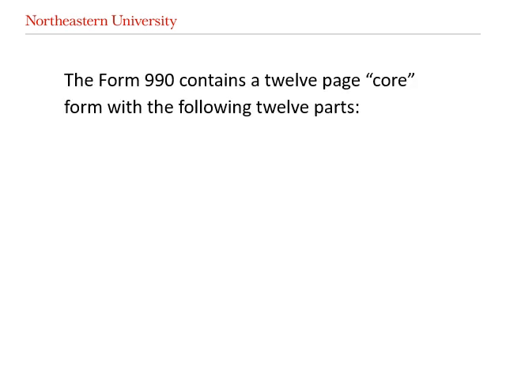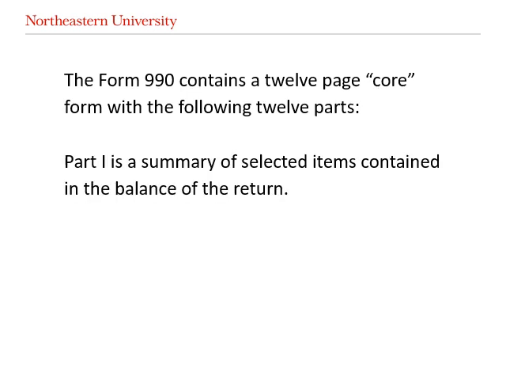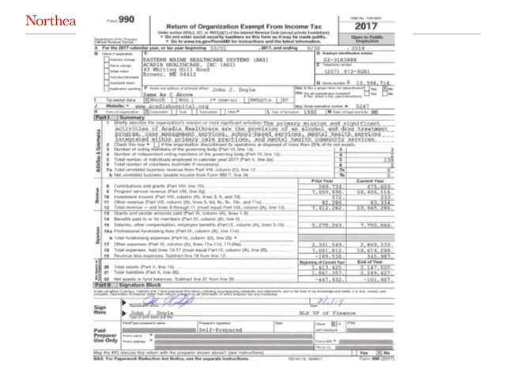The 990 consists of 12 core parts. Part 1 is a summary of the other parts that you will be seeing in more detail. Part 2 is the signature block. So here is page 1. You will see first a quick summary of what its mission is, then a summary of its revenue, a summary of expenses, and signature.